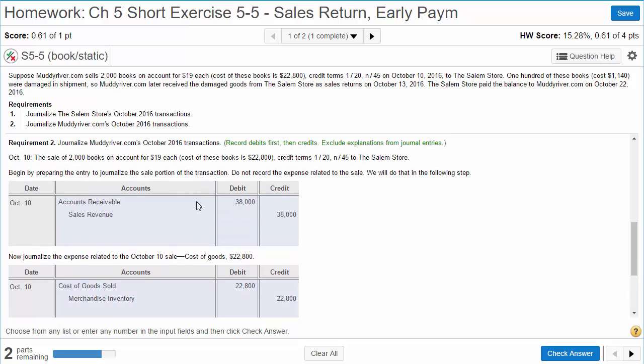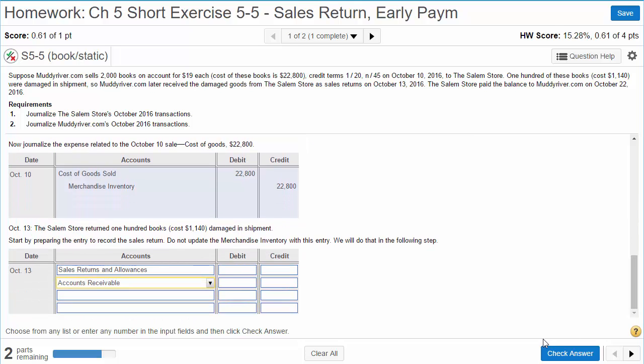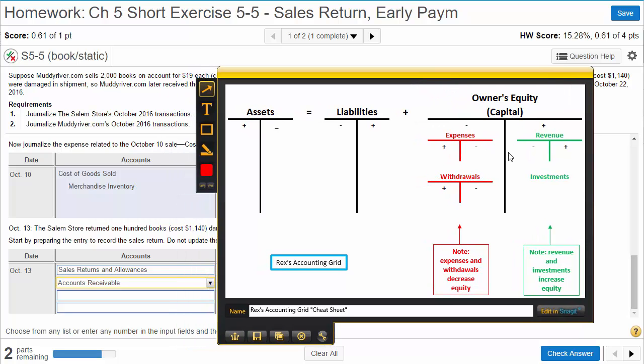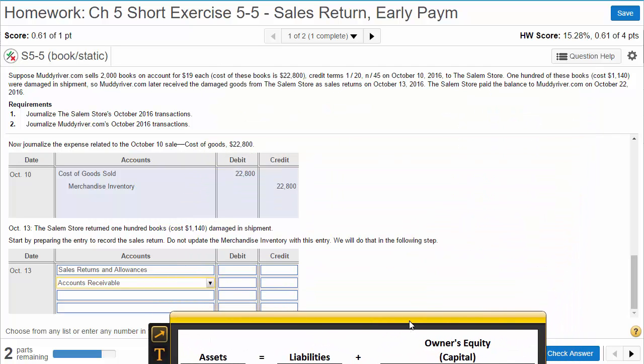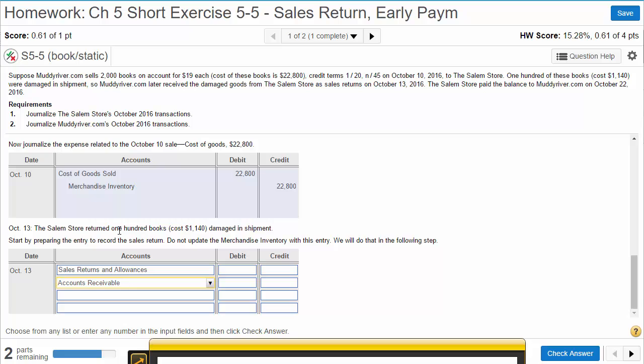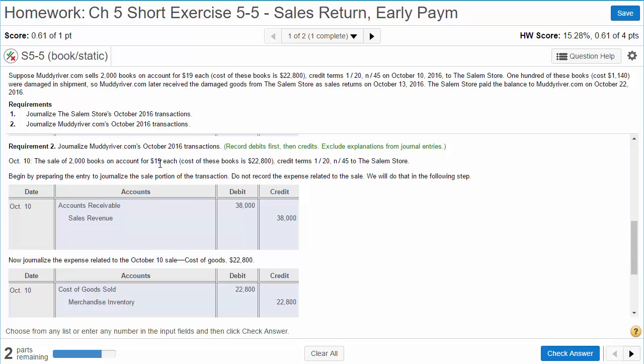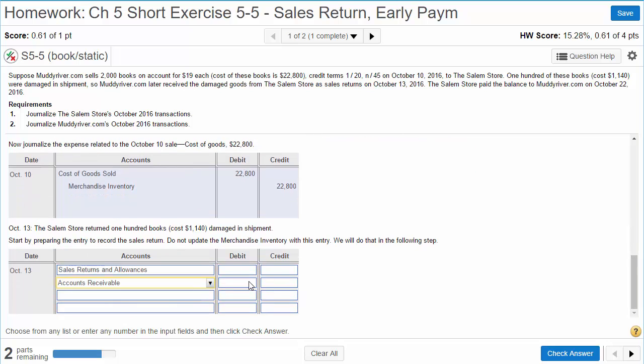So again, I am reversing this, but instead of reversing sales revenue, I need to use the contra revenue account called sales returns and allowance. Because sales returns and allowance is a contra to the revenue, its plus sign is on the left side. So how much did they return? Well, they returned 100 books. And how much are we charging them? We're charging them 19 bucks each. So 100 times 19 is $1,900. And then our AR goes down by $1,900.